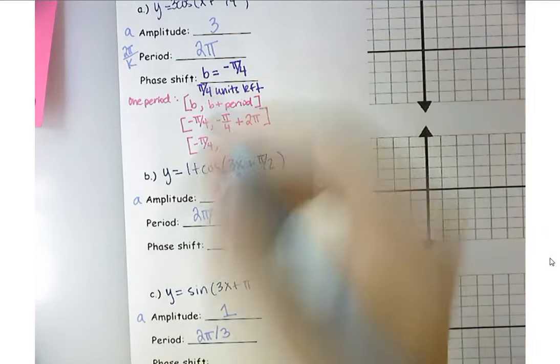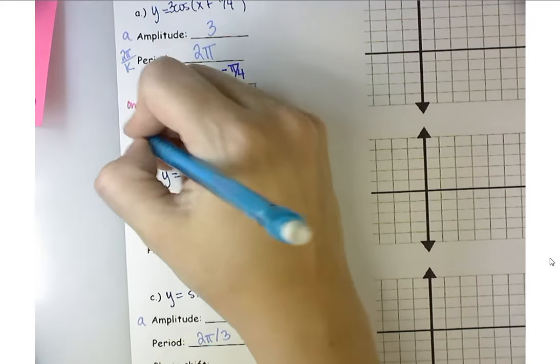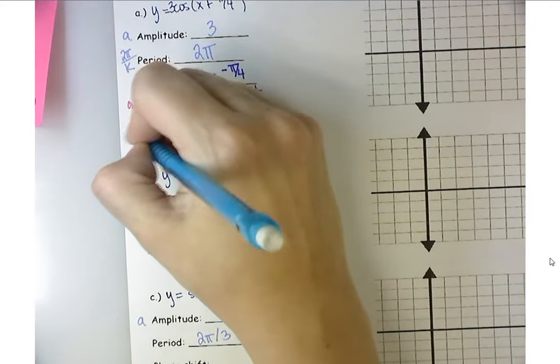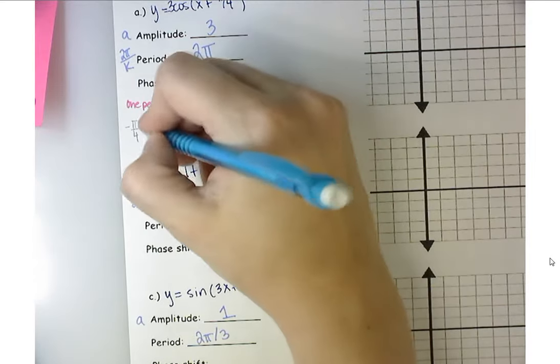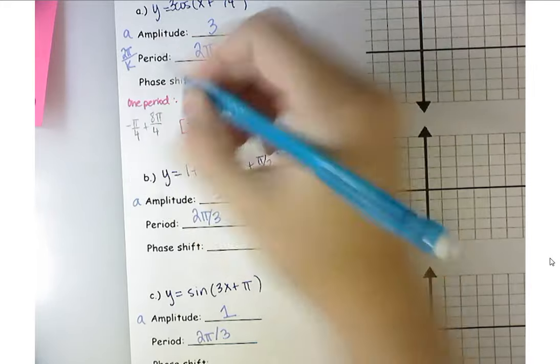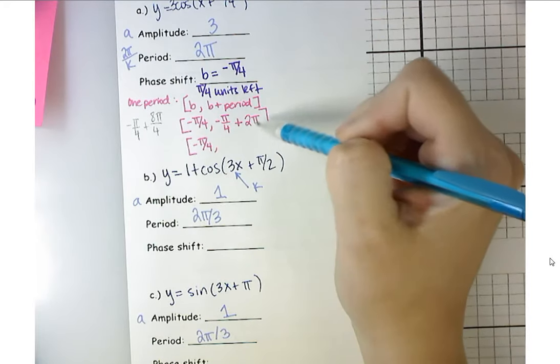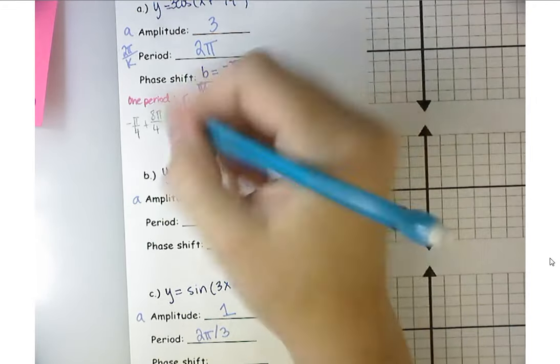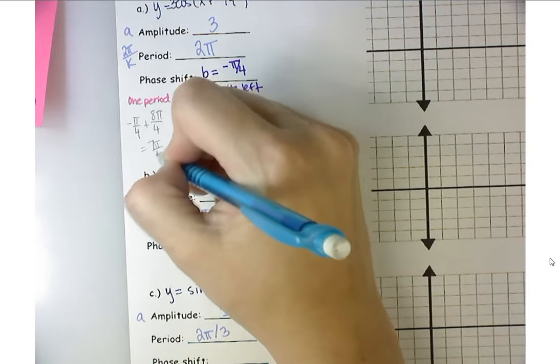Okay, and if you're going to add these two together, you can get a common denominator. So the common denominator would be 4. So 2 times 4 is 8. So isn't 8 pi over 4 still 2 pi? So if I add those together, what do I get? 7 pi over 4.